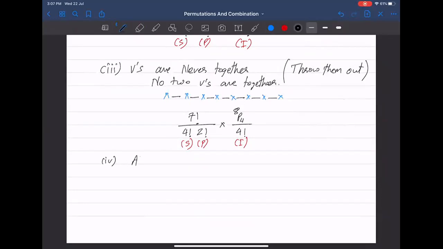So let me write that. All vowels. What? So what is the difference between the all vowels are never together and all vowels are never together? Can anyone tell me?